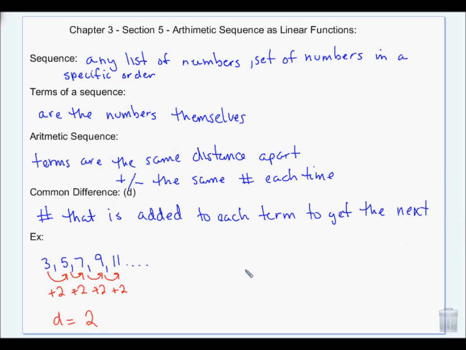If I start with 33 and I go down to 29, 25, 21, 17. To go from 33 to 29, I subtract 4. Subtract 4, subtract 4, subtract 4. So my D is actually -4, because it's the same thing as adding -4 each time.